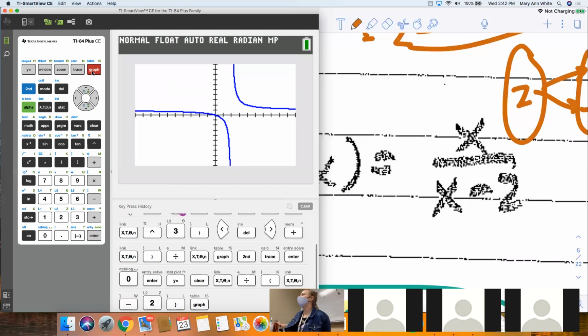This looks just like one that was in our notes. Does anyone know what this one's called? That's the function. What kind of discontinuity is it? Infinite or non-removable. Very good. You can call it either one.